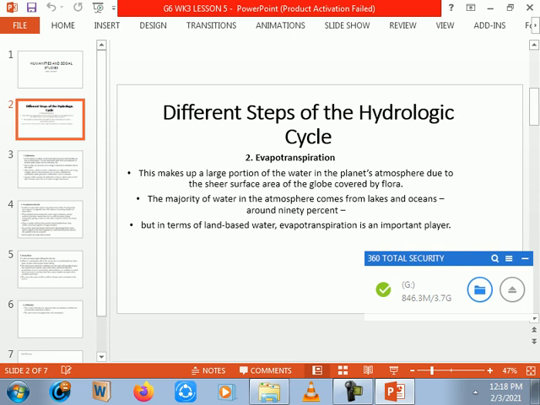So the second step is evapotranspiration. This makes up a large portion of the water in the planet's atmosphere due to the sheer surface area of the globe covered by flora. The majority of water in the atmosphere comes from lakes and oceans, around 90%. But in terms of land-based water, evapotranspiration is an important layer. Okay, that's it about evapotranspiration.